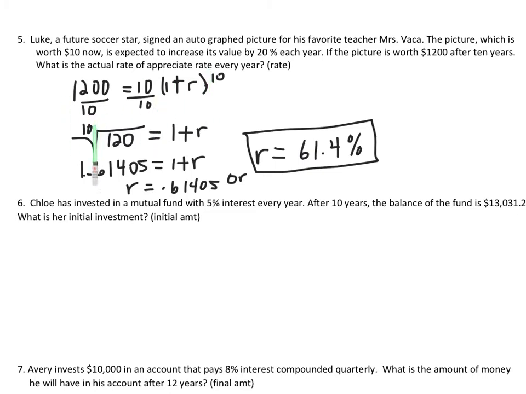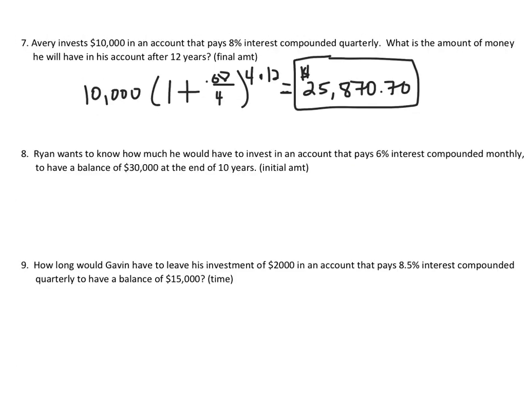Divide by 10, we get 120. Then we take the 10th root because it's 10 years. So we take the 10th root of 120, and we get 1.61405 equals 1 plus r. So we get r equals 0.61405, or that r is 61.4%. And that's it. We're going to skip to problem 7.